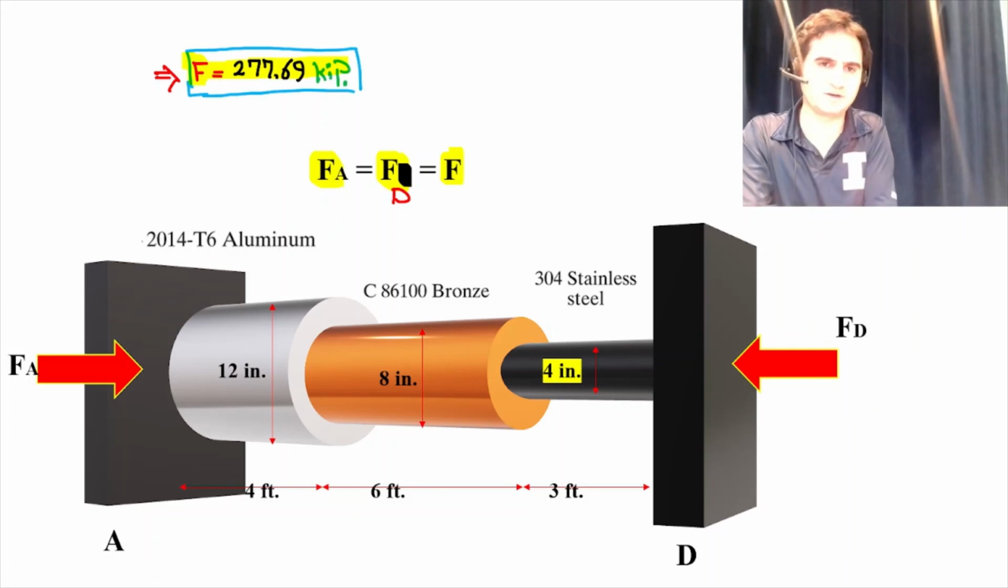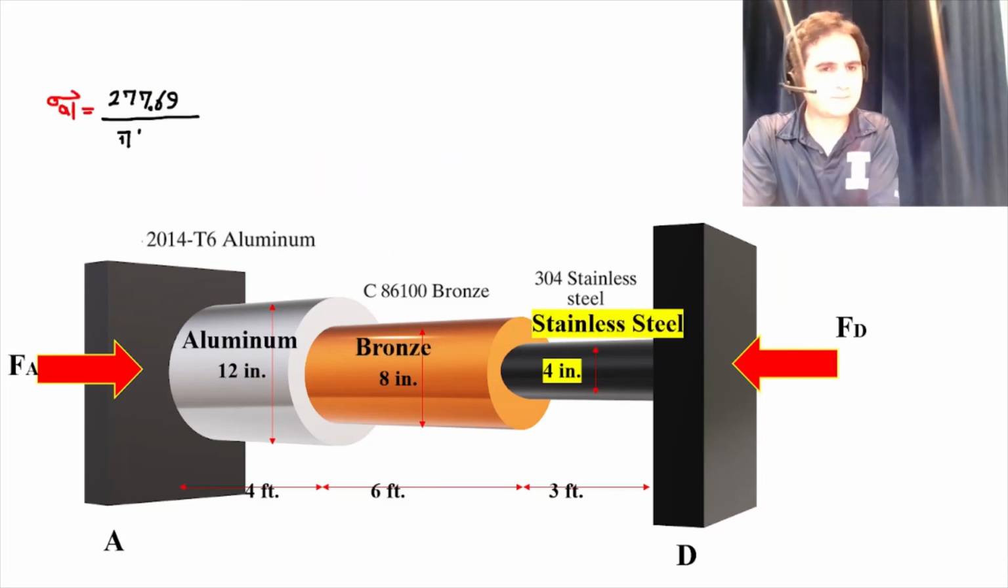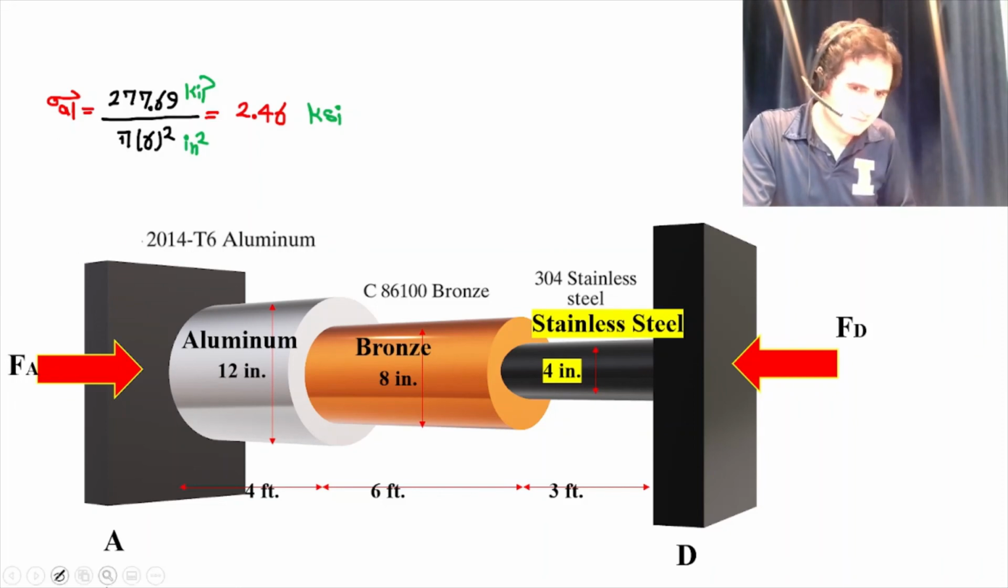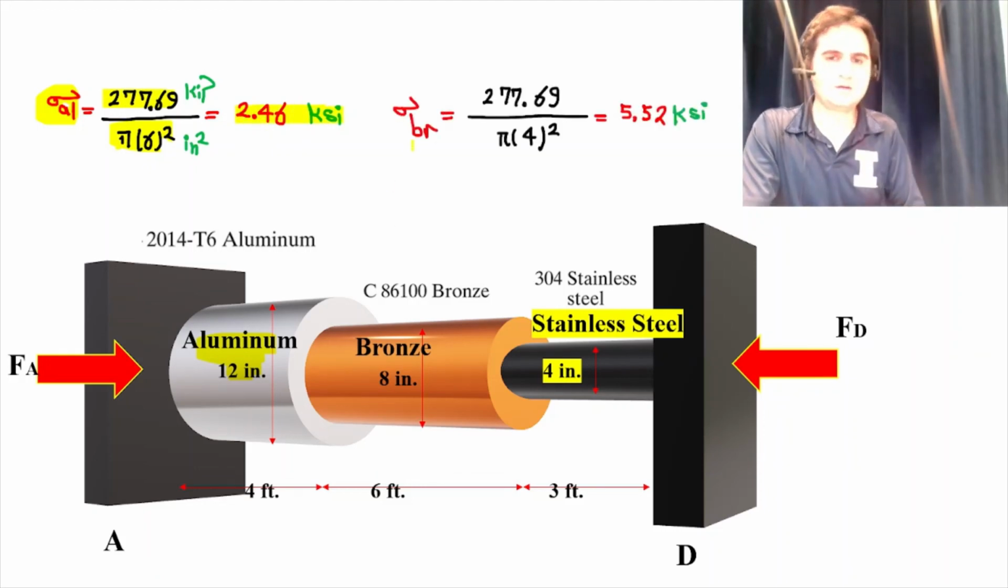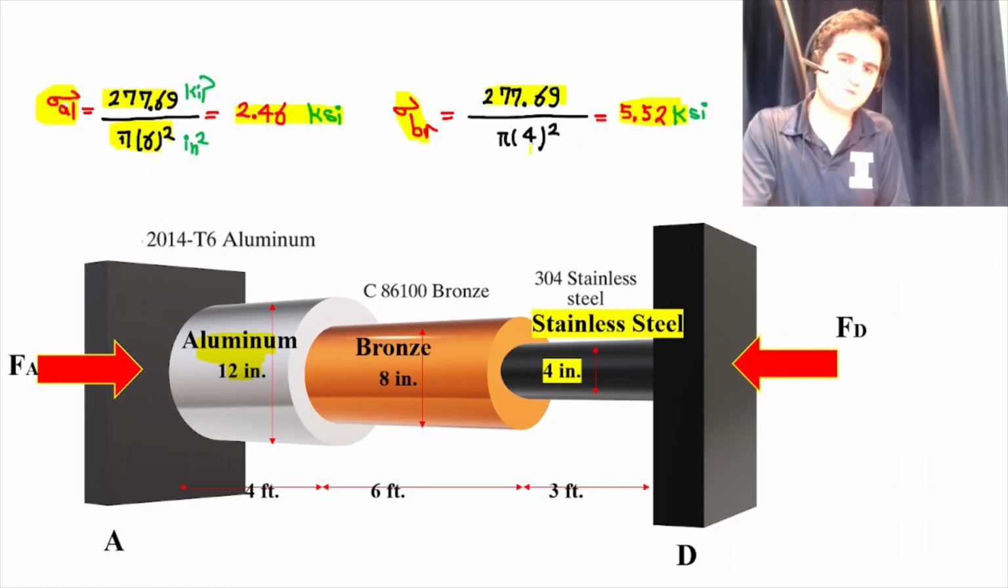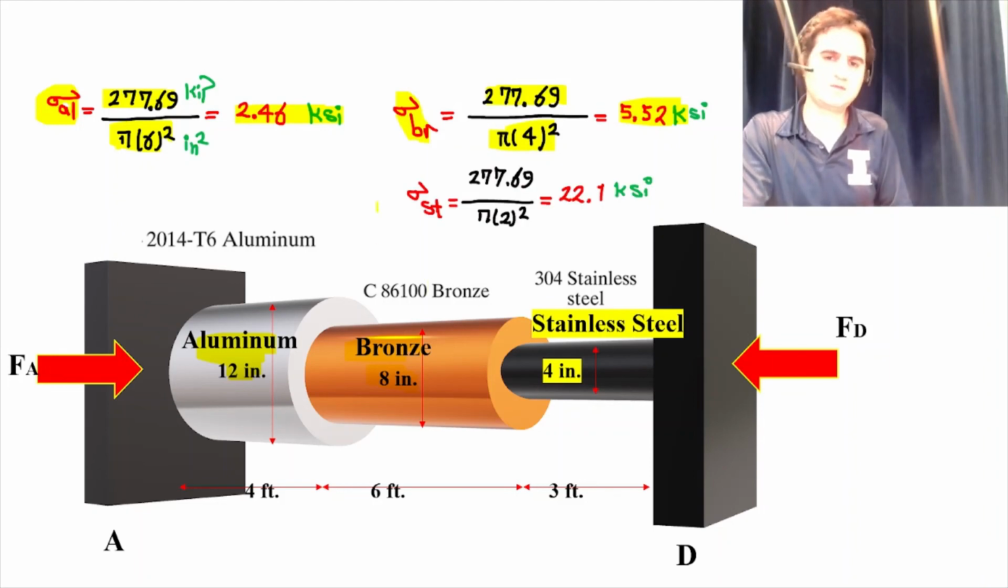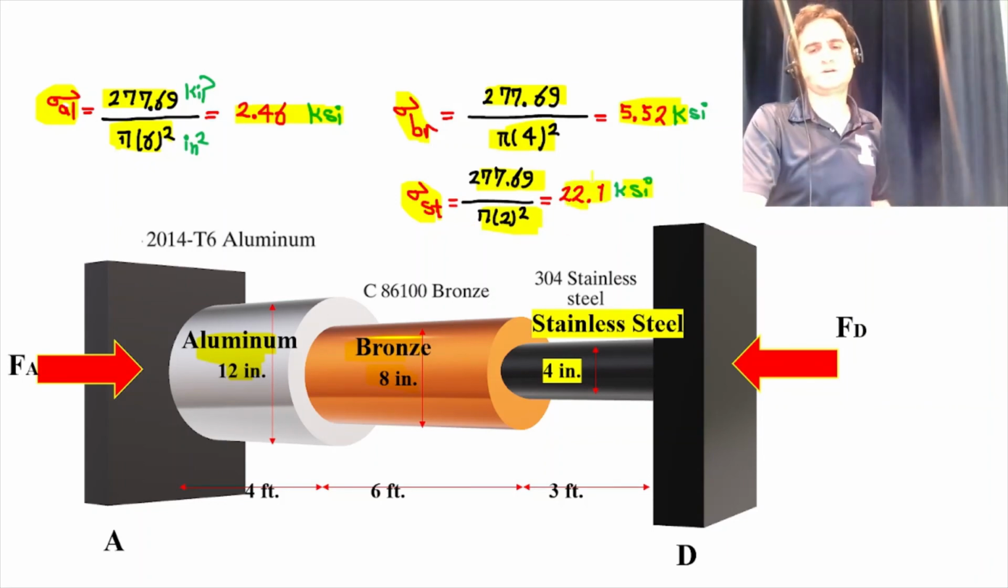As soon as we have the force, the normal stress is just the axial force over the cross-sectional area. If we do the calculation, sigma aluminum is the contact force over the cross-sectional area of aluminum, and that gives us 2.46 ksi. We do the same for bronze, which gives us 5.52 ksi, the same contact force over, this time, the cross-sectional area of bronze, pi times 4 squared. Likewise, sigma of stainless steel is the contact force over the denominator pi times 2 squared, which gives you 22.1 ksi, which stands for kilopounds per square inch.